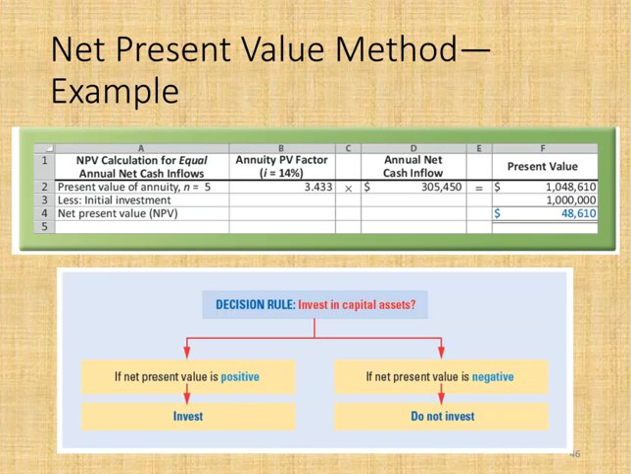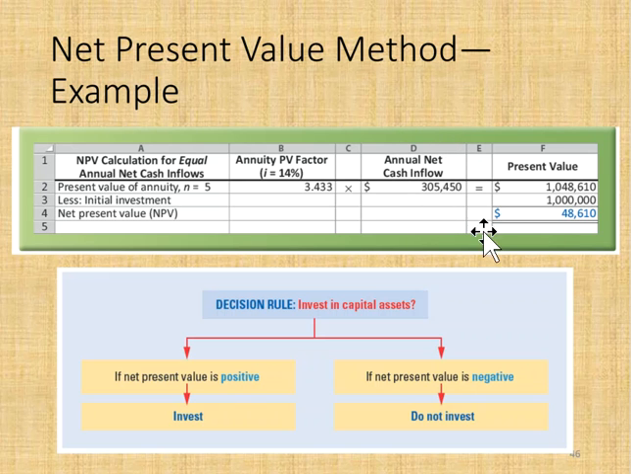So if this particular company is considering producing MP3 and digital video recorders, the products require different specialized machines, each costing $1 million. And they expect that the MP3 project will generate $305,450, which you see up here, each year for 5 years.